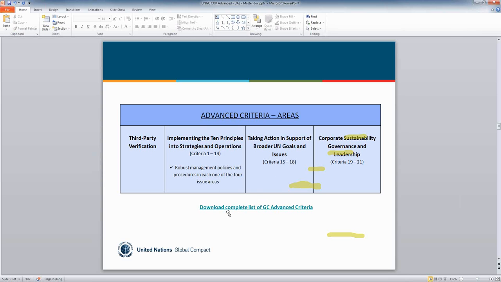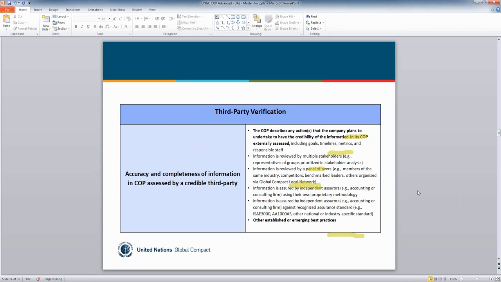Again, when you receive the presentation, you can click on this link over here, and it will take you directly to the description of the criteria and the associated best practices. So let's take one of these at a time and understand a little bit what is the content of the criteria.